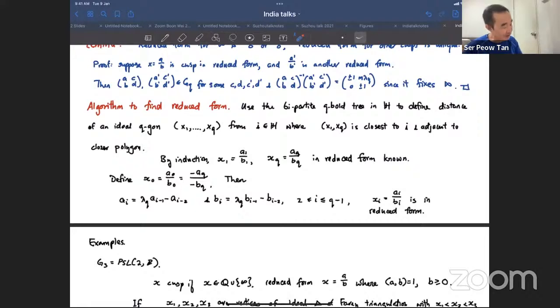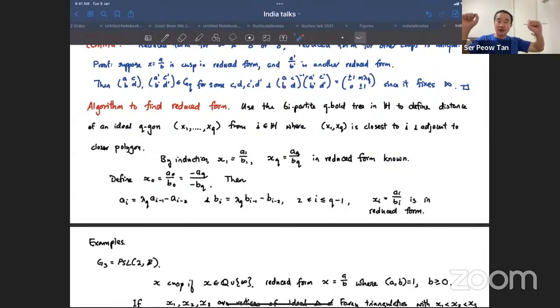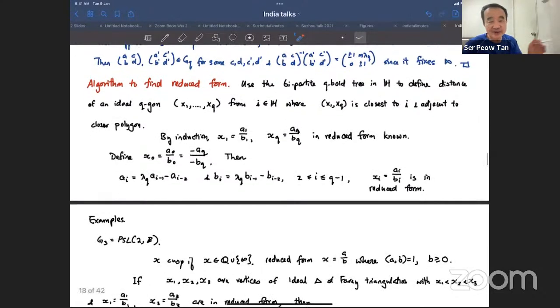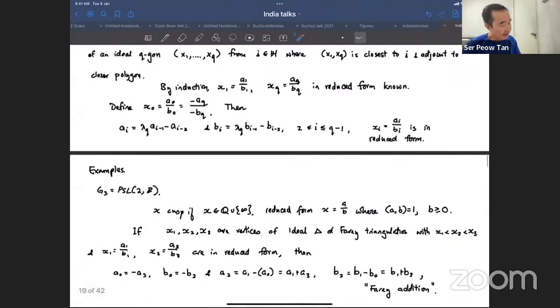Is this clear? This is not important. I just want to emphasize that we know the reduced forms for two of the vertices, and then we can generate the reduced forms for the other vertices in the ideal polygon by this very simple rule. You put this in a computer, it just does it in no time. You can even do this by hand, obviously. But remember, of course, lambda is an algebraic number, so it satisfies some equation.